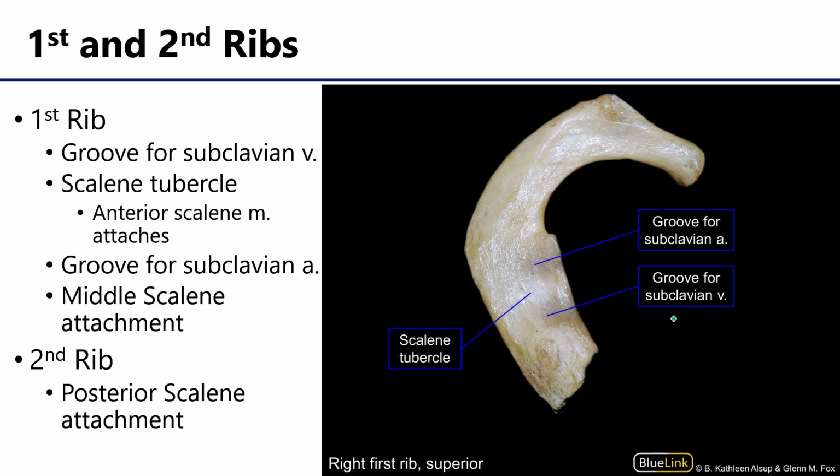So here we have a look at the first rib, and we can see that scalene tubercle there. And in the context of the root of the neck, we will see how the subclavian vein runs ahead of that scalene tubercle, and the subclavian artery runs posterior, or behind, that scalene tubercle.